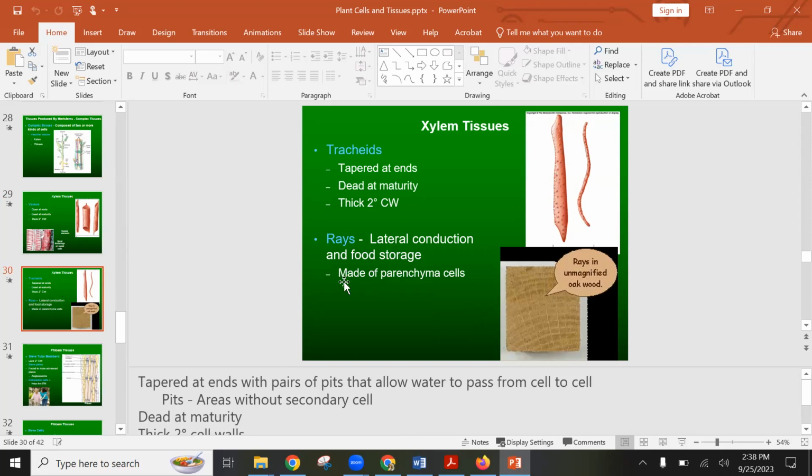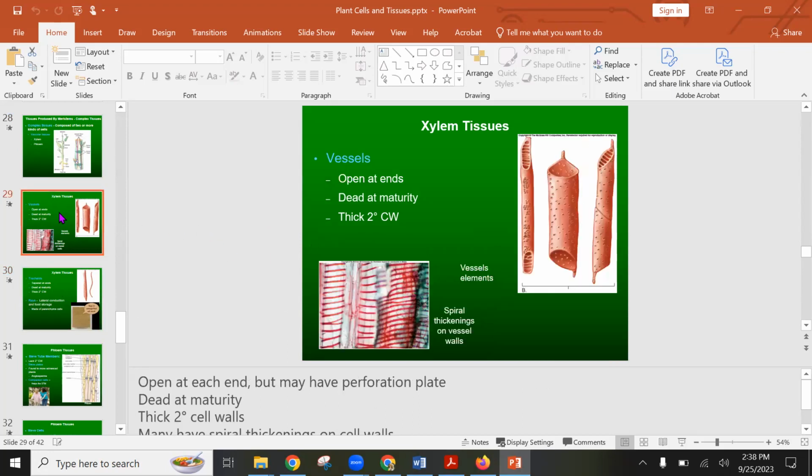If you have a huge tree trunk, the rays help deliver the nutrients out across the whole tree trunk. But I'm mainly interested in, when you look at xylem, it's tracheids or vessels. Those are the two big comparisons to think about. And they're dead at maturity, which means they have a really thick secondary cell wall, right? Anything with a secondary cell wall is dead by the time it's mature.